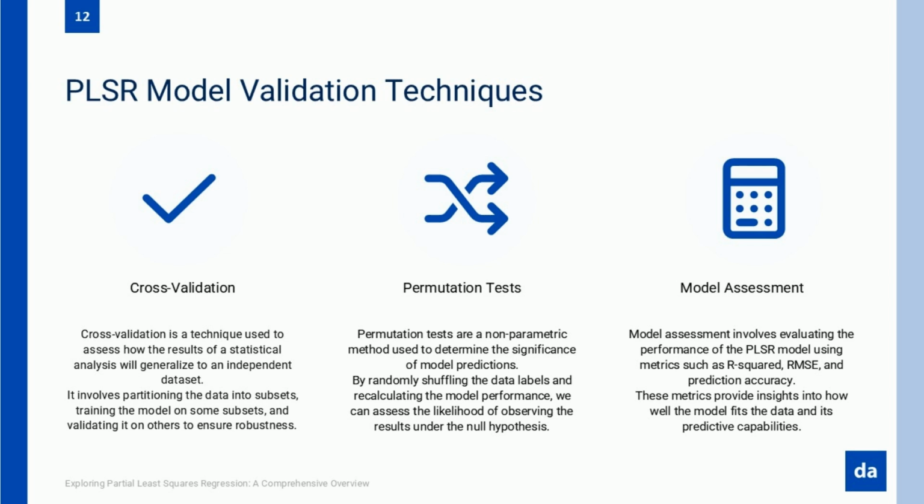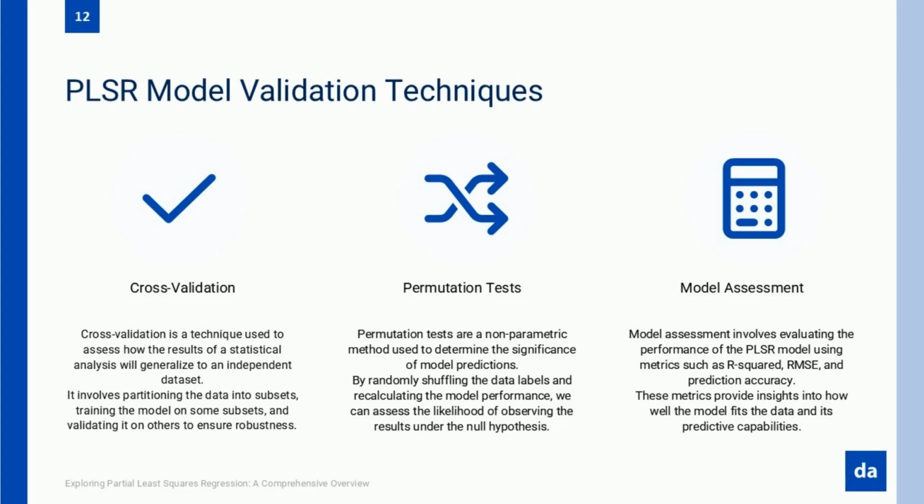Next, we have permutation tests, a technique to check whether your model's predictions are actually meaningful or just statistical noise. Here's how it works. Shuffle your response variable so it's randomly assigned to different predictors, run PLSR again, and compare the results to your real model. If the shuffled model performs just as well, then congratulations. Your model isn't special, and you might as well be making predictions with a dartboard. But if your real model significantly outperforms the shuffled ones, that's solid evidence that it's capturing meaningful relationships.